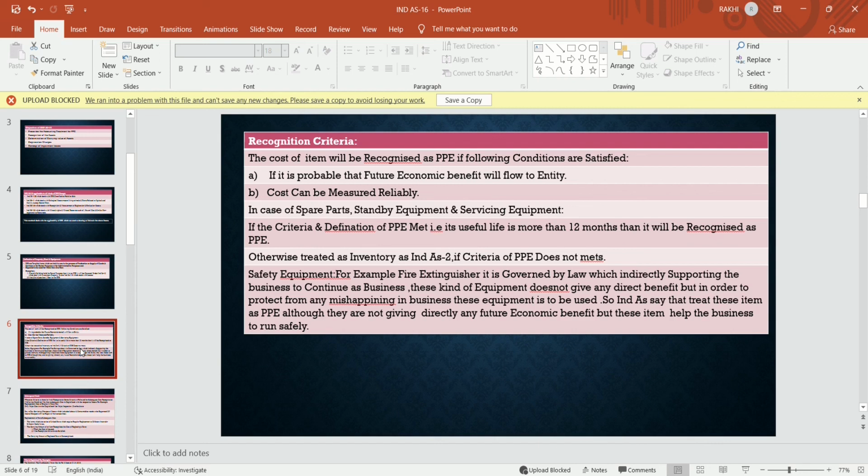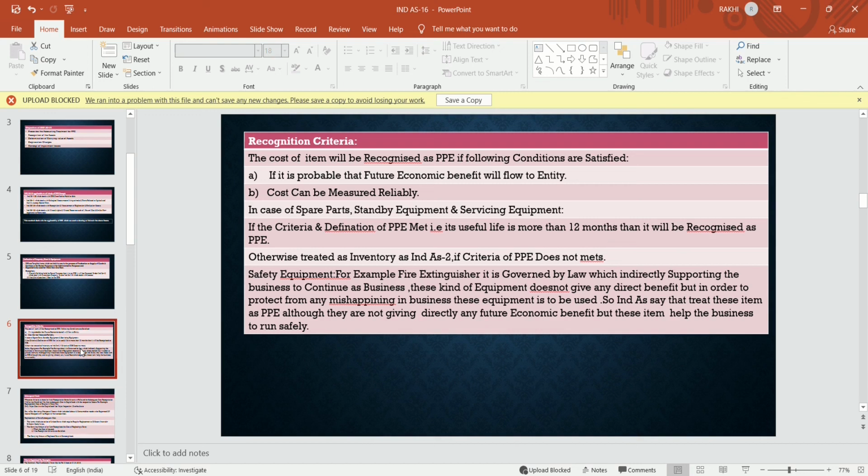These are the criteria. And in case of spare parts, standby equipment and servicing equipment, what will the company check? The company will check firstly the criteria: the useful life of the asset is more than 1 year, then only it will recognize that spare part, standby equipment and servicing equipment as property, plant and equipment. Then they will check that the spare part is used for production purposes or for administrative purposes, and there is some future economic benefit that flows from that asset to the entity. Then only that spare part will be recognized as property, plant and equipment.